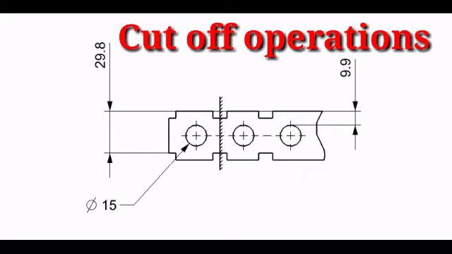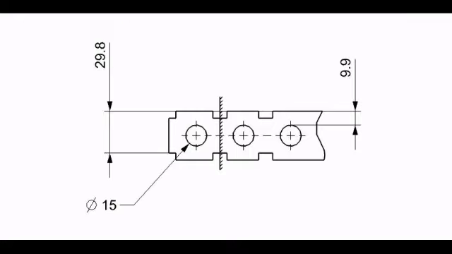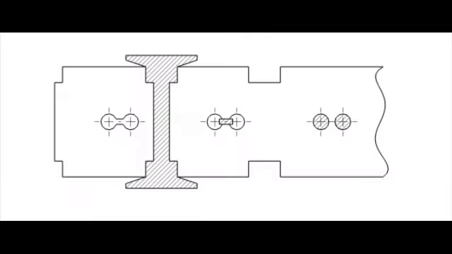Cutoff operation. When blanks require at least two straight parallel edges, that time the cutoff operation will do. In such cases, the strip width should be equal to the distance between the parallel sides. The blanks are produced by a cutoff or parting operation. If the blank has got two sets of parallel sides, a cutoff operation is sufficient to produce the blanks. Now we are going to see the parting operation.